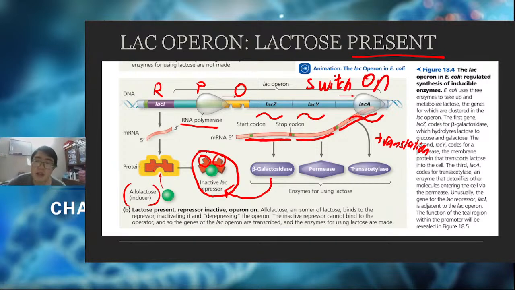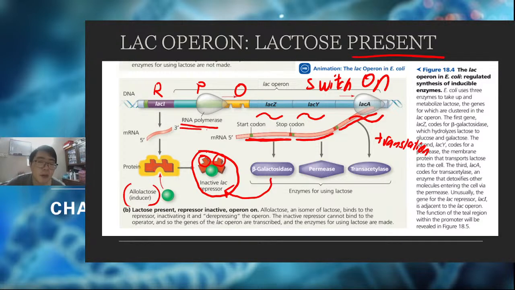Dia sudah activated, become activated. So transcription can occur, and then mRNA is produced, and then the mRNA will be translated into three respective enzymes. So yang paling penting hanyalah repressor protein cannot bind toward operator. Why the repressor protein cannot bind toward operator? Because of the presence of the allolactose. So allolactose will bind toward the repressor protein to inactivate the repressor protein. So it already changed the shape. So the repressor protein cannot bind toward the operator.